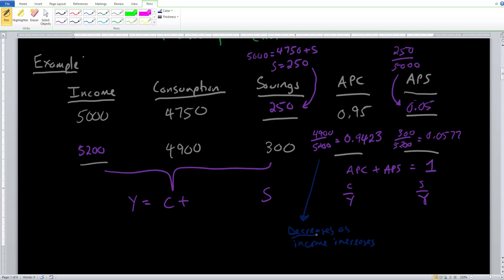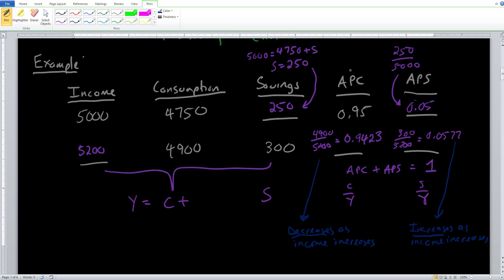But as this decreases as income increases, what happens to our savings? It's just the opposite. We noticed that before we were saving 5% of our income, but now we're saving 5.77% of our total income. So here, this is going to increase. It increases as income increases. So here, we notice that APC and APS, they are going to change as income changes as well.